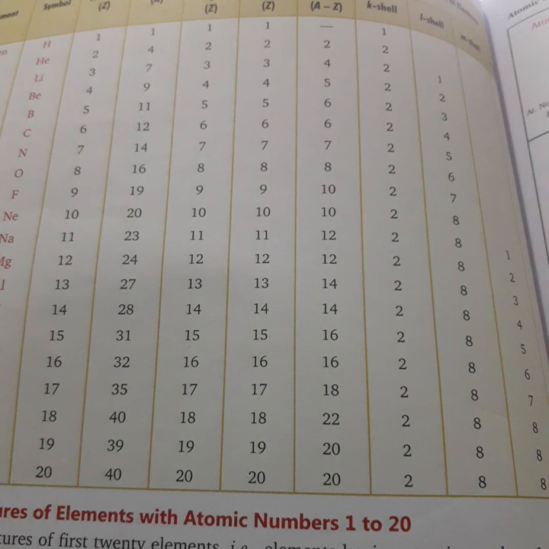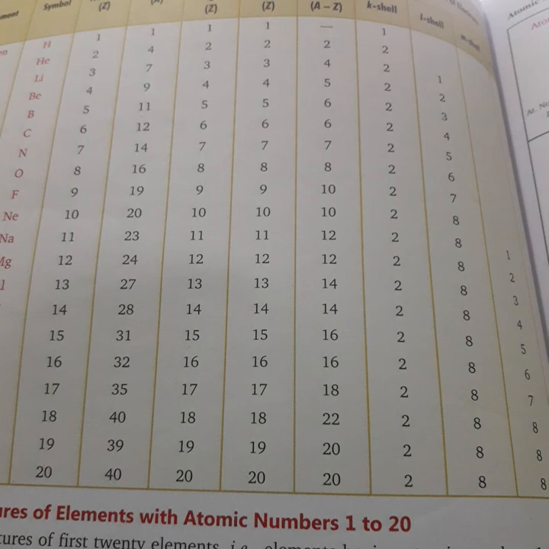Okay, then take the example of nitrogen. The atomic number of nitrogen is 7. So how to write the electronic configuration? In the first shell, you write 2. 7 minus 2, how many are left? 5. So the second shell will contain 5 electrons. 2 and 5. So how to find out the valency of nitrogen?